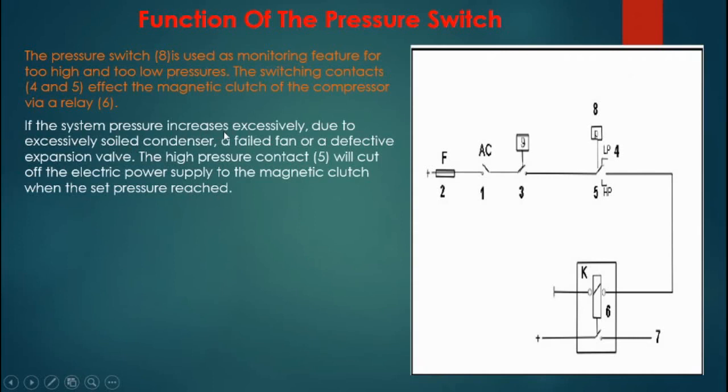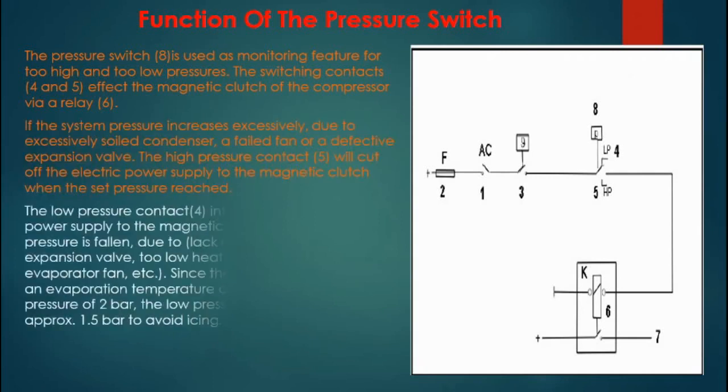If the system pressure increases excessively, why does our pressure increase? If there is a problem, such as a dirty, or soiled, condenser, a failed fan, or a defective expansion valve, then our pressure increases excessively. The high pressure contact 5 will cut off the electric power supply to the magnetic clutch when the set pressure is reached. So contact number 5 shuts off the clutch.